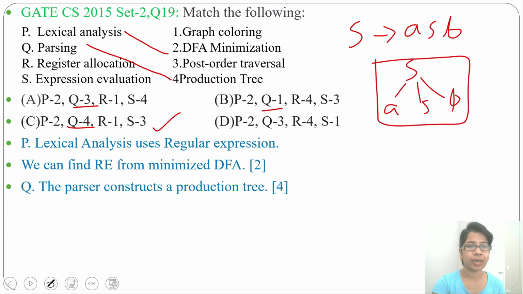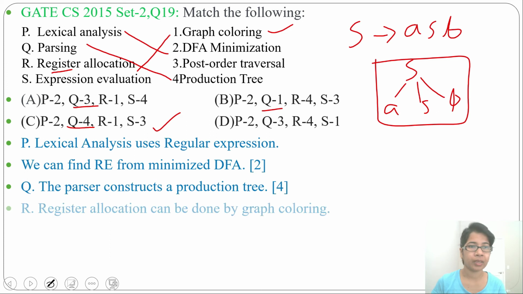Next, register allocation. Register allocation we do in the target code generation phase, and we use a graph coloring technique by which we can minimize the number of registers. So register allocation is connected with graph coloring. Graph coloring is just an algorithm by using which we can minimize the number of registers. So R will be 1. Here R is 1. Yes.